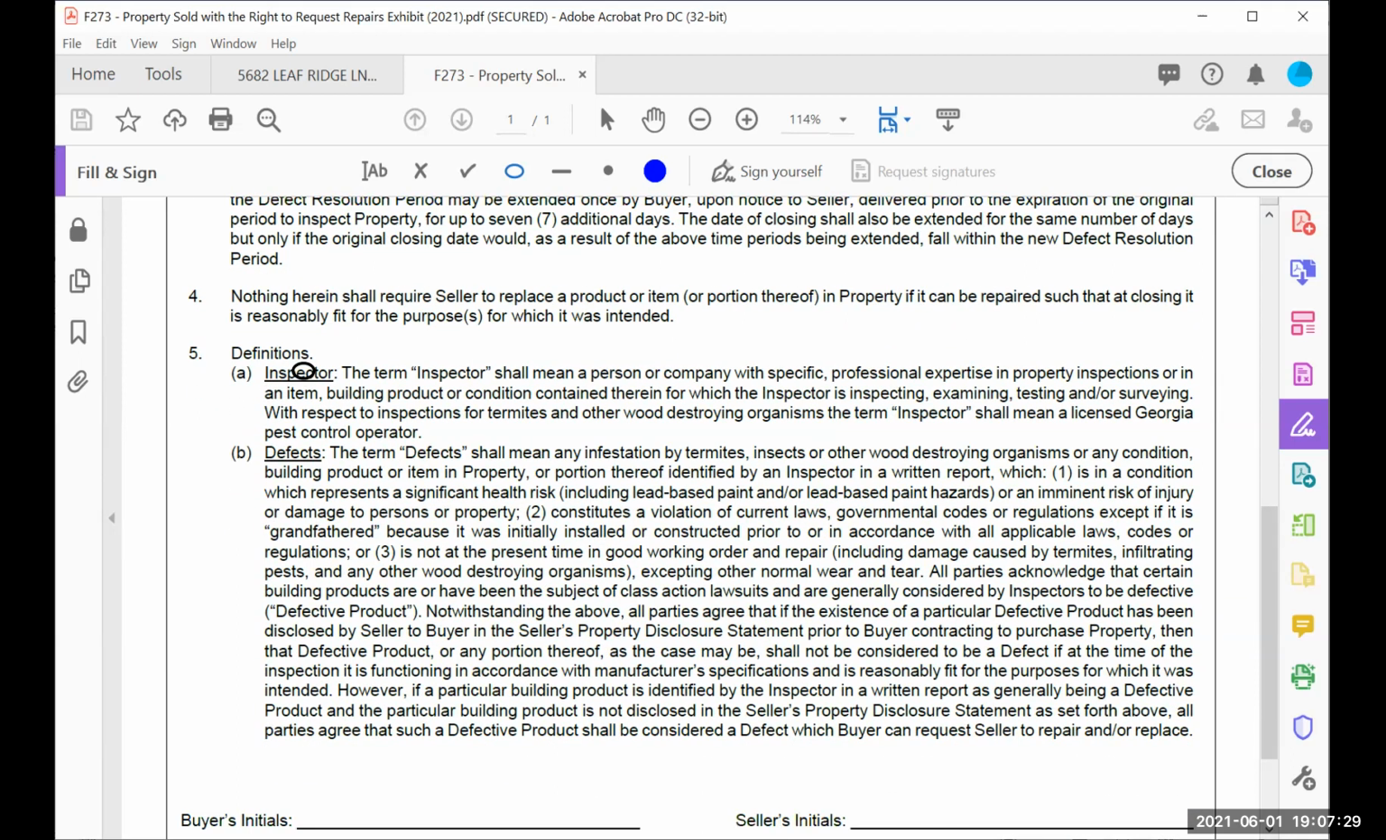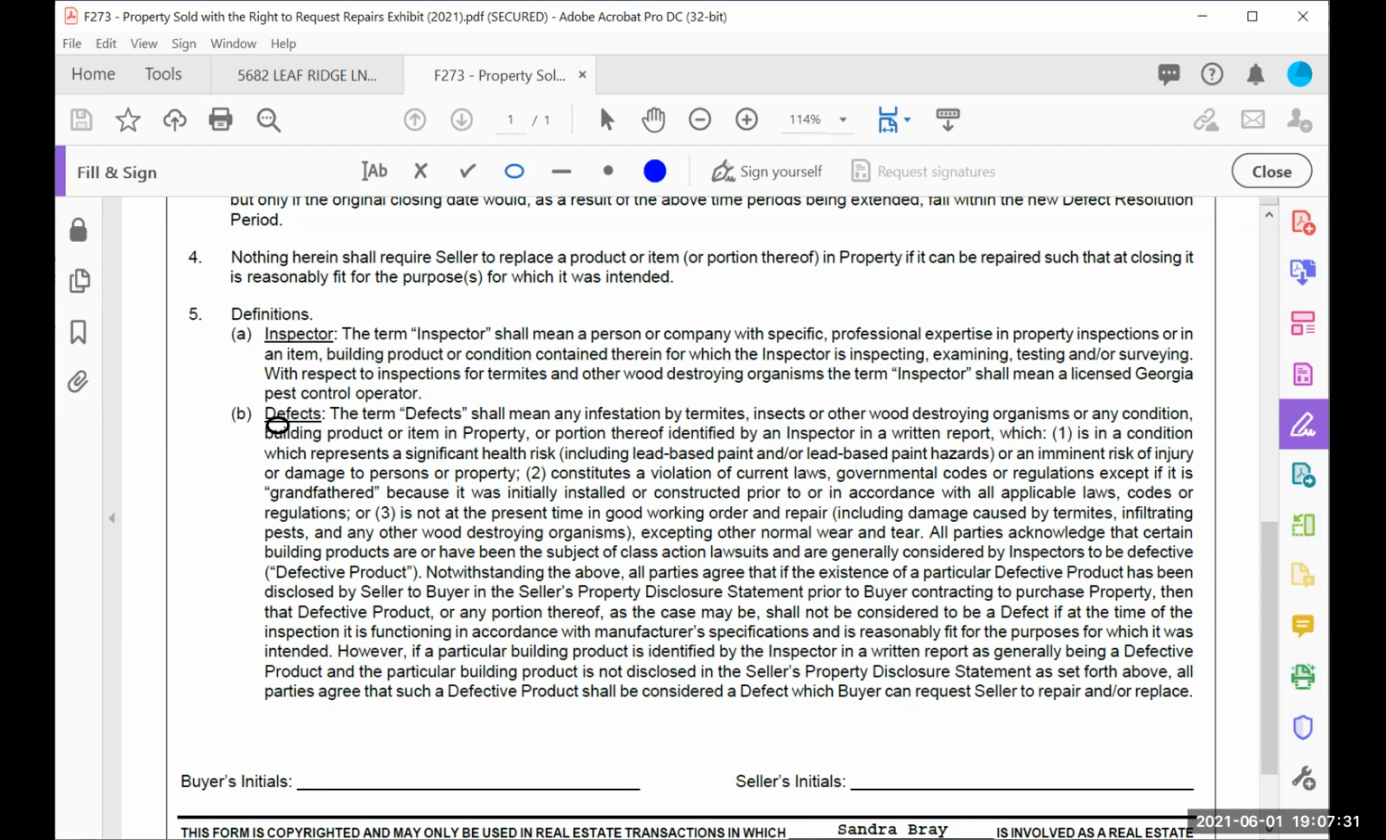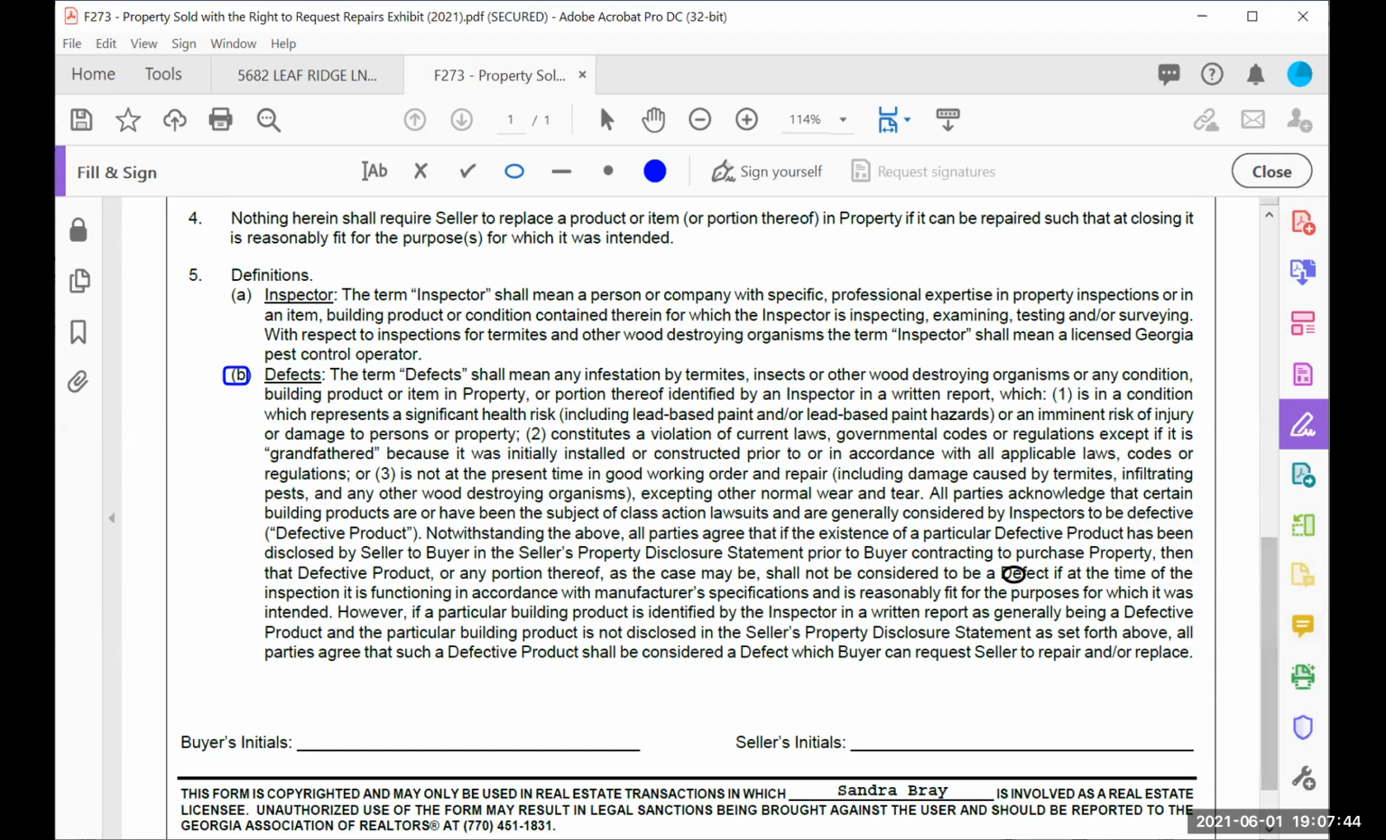It defines what inspectors are. This paragraph's important. It defines what defects are. The term defect shall mean, and blah, blah, blah. I'm not going to read the whole thing to you. What you do have to understand is right here where it says defective product.